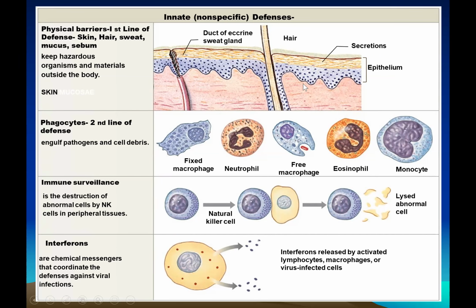But let's say you got a cut and the invaders have entered the body, then it will be the second line of defense. The first to appear on the site of infection would be the phagocytes, macrophages, and neutrophils. They are going to do phagocytosis and they will chop up the invader. Another way to defend would be the natural killer cells that are hanging around in the peripheral tissue. When they see an abnormal cell, they will poke holes in it and lyse it.